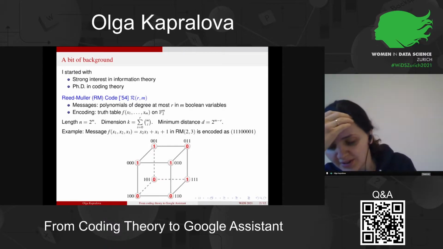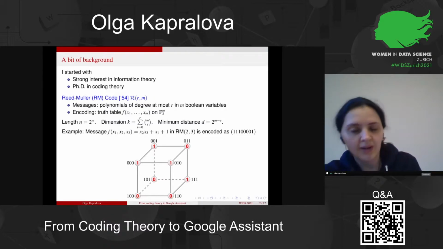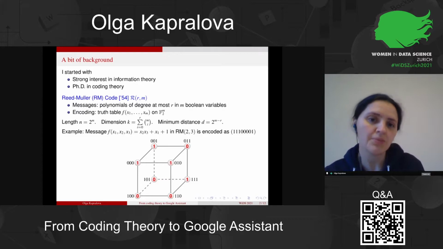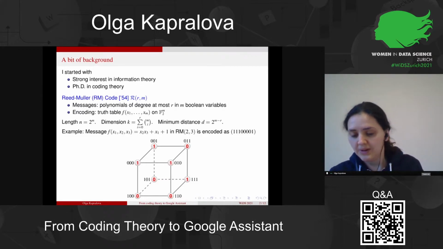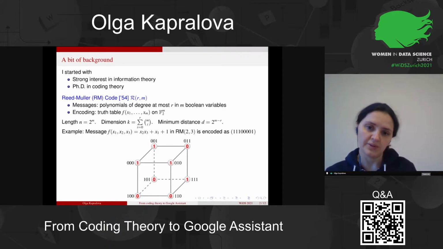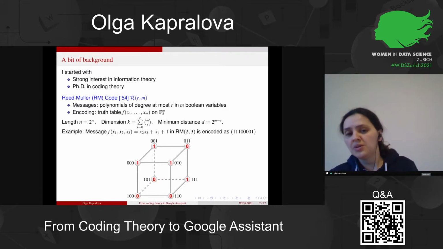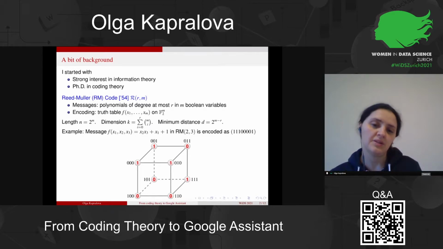These are constructions that were introduced in 1954. So as you can imagine, they're extremely well studied. And why do people like them? Because they have polynomial structure. What does it mean? In Reed-Muller codes, messages are polynomials, and redundancy is introduced in a natural way. These polynomials are evaluated on all possible entry points.